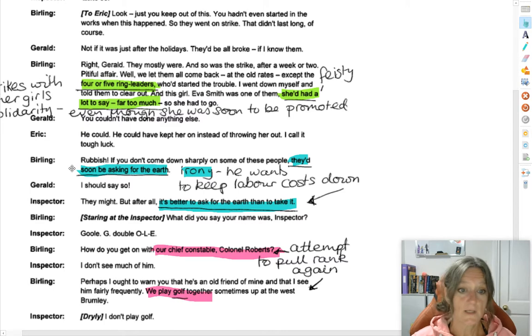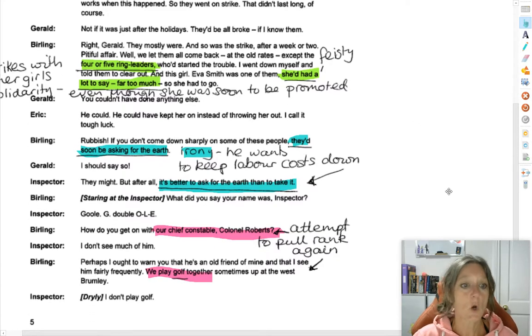Okay, so Eric, as I said, could have kept her on. Tough luck. And Birling says, if you don't come down sharply on these people, they'd soon be asking for the earth. And I've just put, this is highly ironic, isn't it, as the inspector points out to us here, because Birling is also asking for the earth. He wants to keep labour costs down as low as he can. And the inspector points out the irony of his comment. It's better to ask for the earth than to take it. What he means by this is that Birling is just helping himself to whatever he can because he is in that position of power.